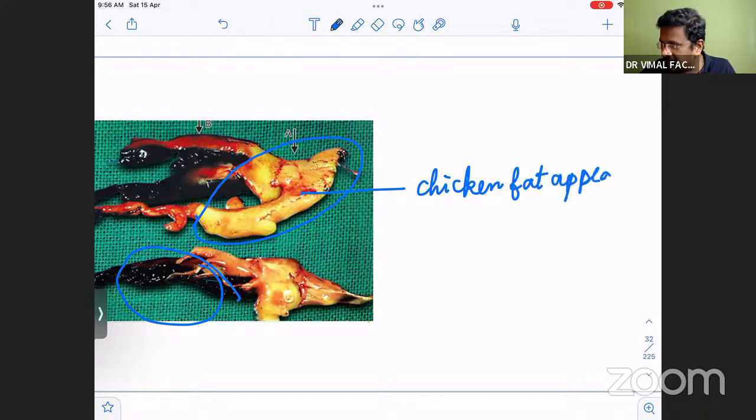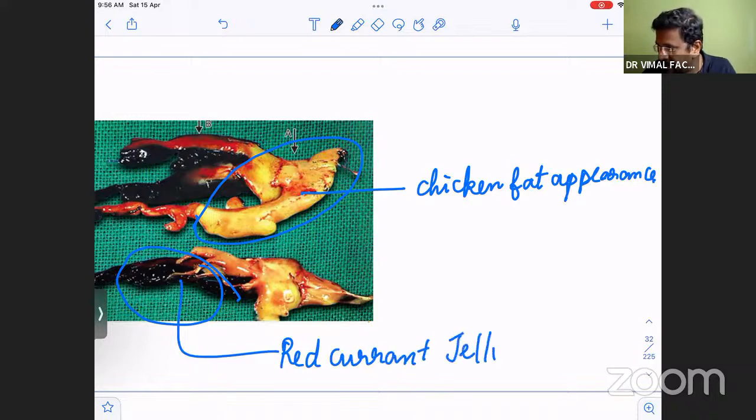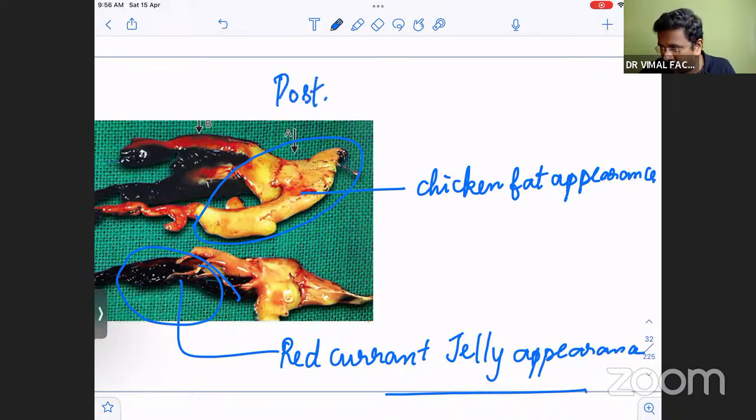And what is this reddish area? This is called red currant jelly appearance. So if you see this chicken fat appearance and red currant jelly appearance, you will think of a postmortem clot. Okay, you can't call that a postmortem thrombus, Mohan. You have to call this a postmortem clot.